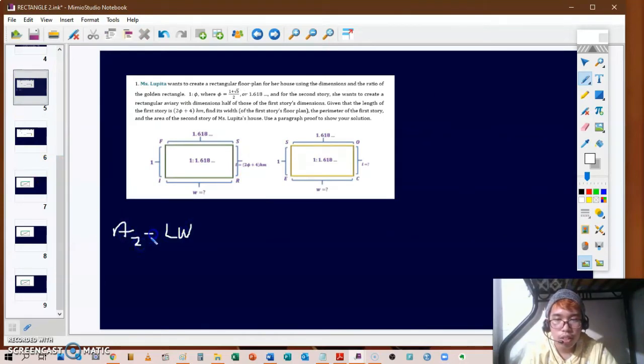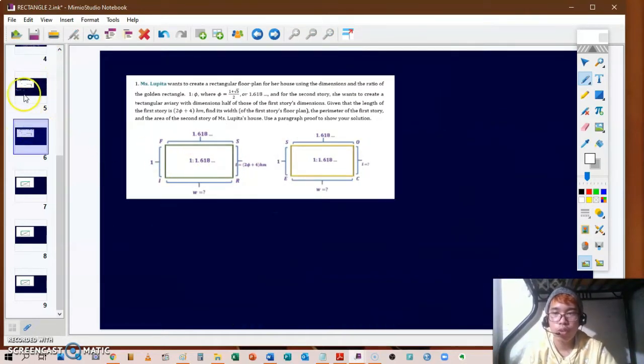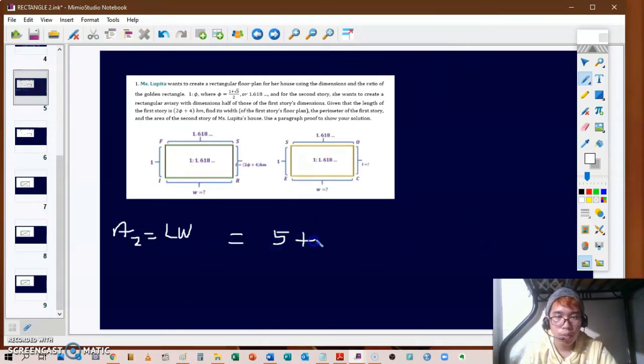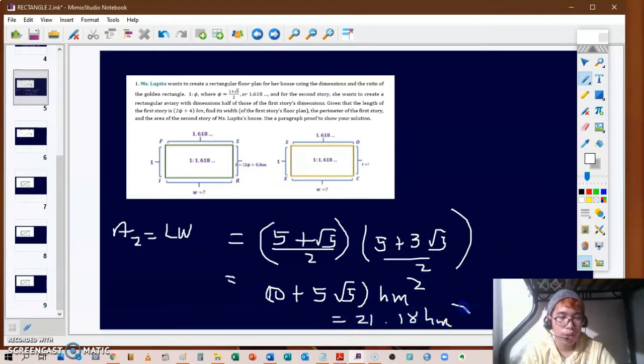So the area of the second story is equal to the length, 5 plus square root of 5 all over 2 hectometers, multiplied by the width, 5 plus 3 square root of 5 all over 2 hectometers. The answer for that is 10 plus 5 square root of 5 hectometers squared, or simply 21.18 hectometers squared. So that's the area of the second story of this house.